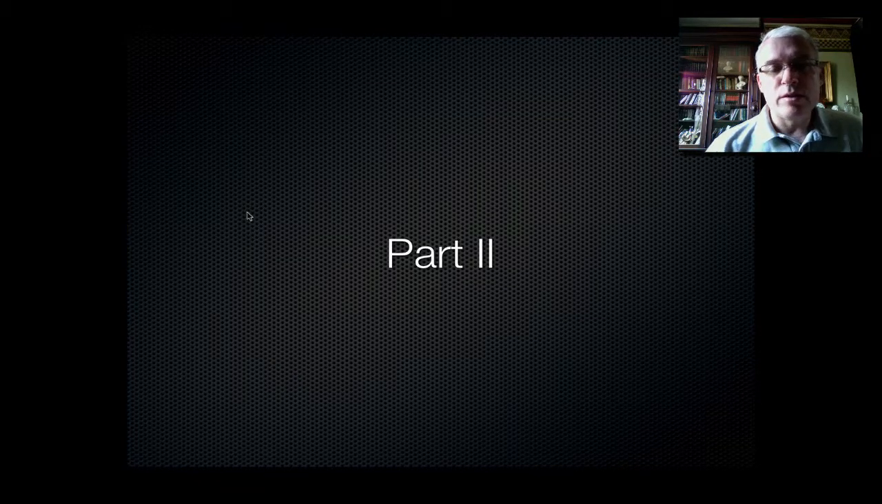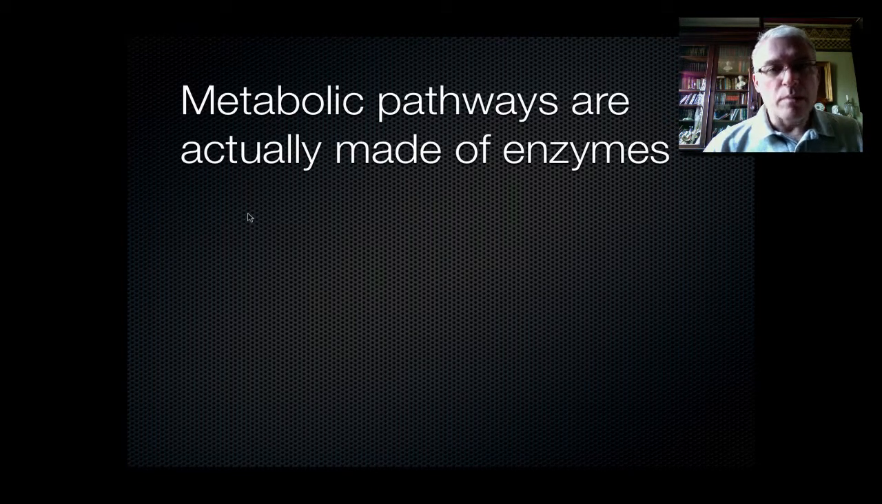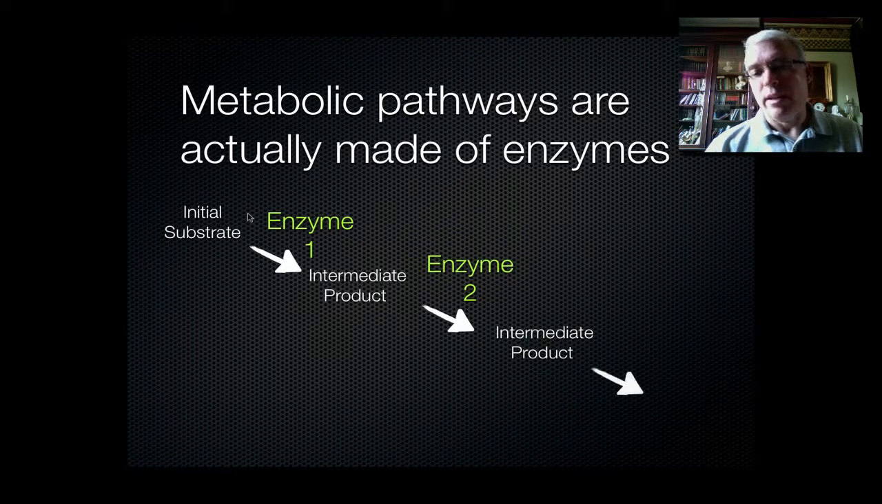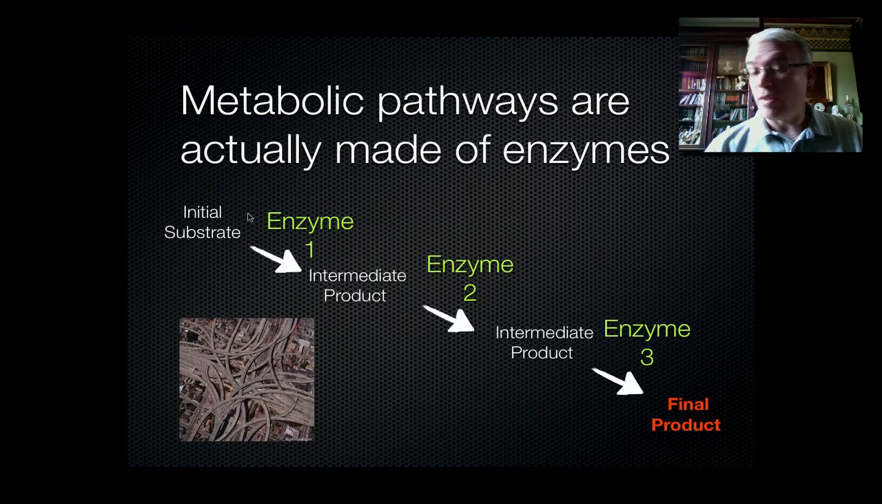And this presentation is going to cover the second part of metabolism, which focuses on the role of enzymes. Metabolic pathways are actually made of enzymes. Enzymes pass along substrate molecules one to the next until you finally get your product at the end of the whole pathway. Keep in mind, though, that metabolic pathways are not always straight lines. They're almost always very connected, diverging, and converging with other metabolic pathways.